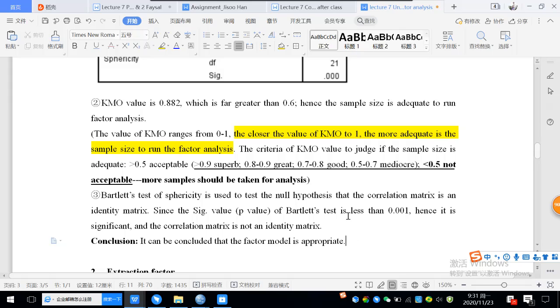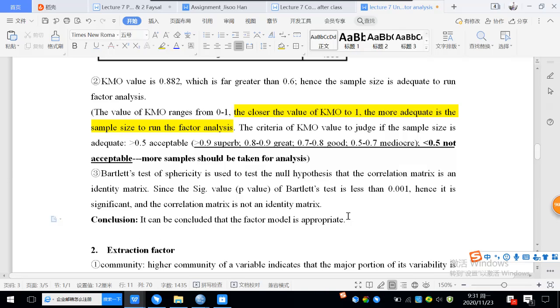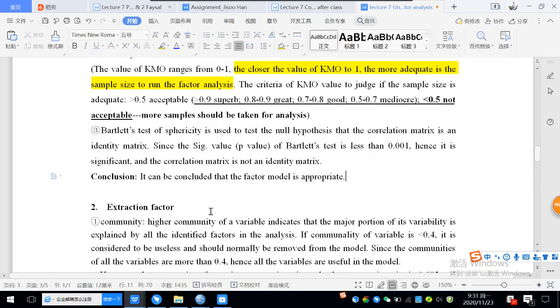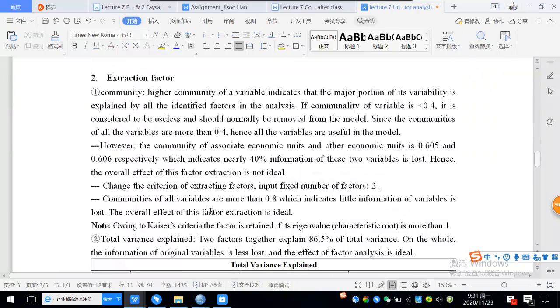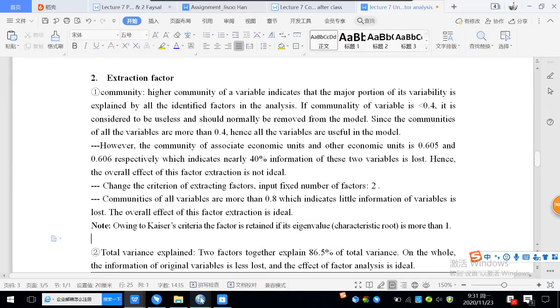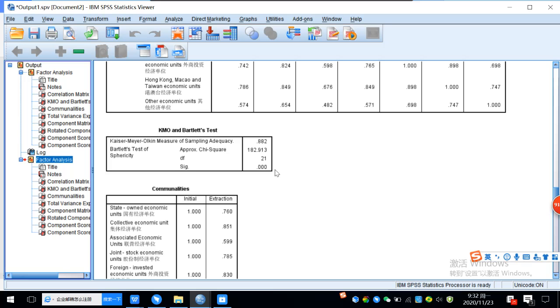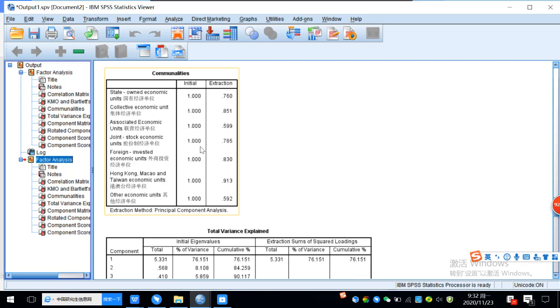Okay, number 1, we have analysis. Number 2, how many factors can be extracted? We will answer this question. First question, can we use factor analysis. Second, how many factors can be extracted? First, let's look at the communalities. Where are the communalities? Here are the communalities.